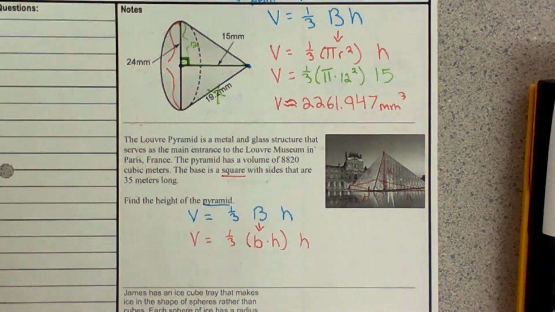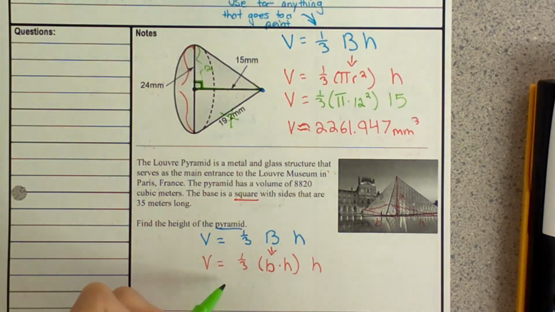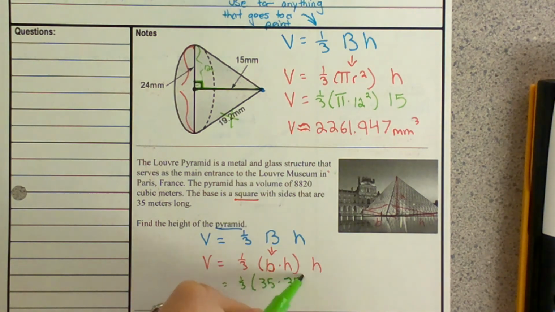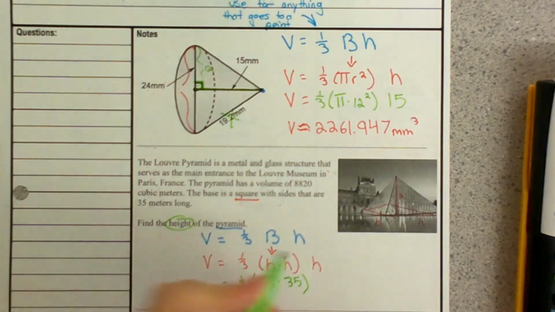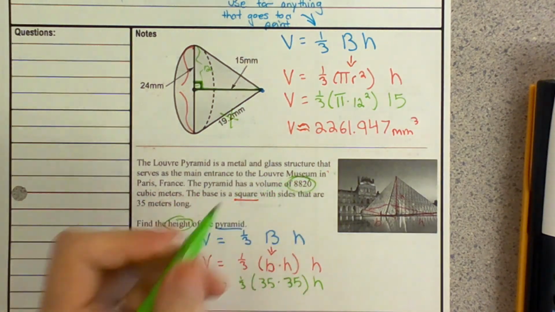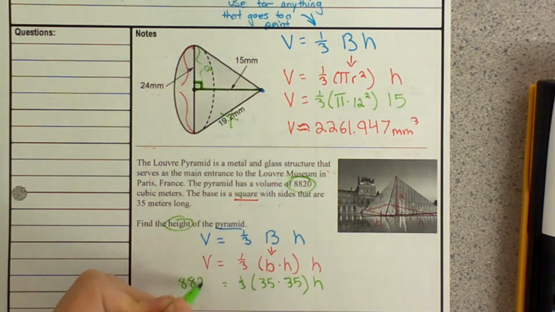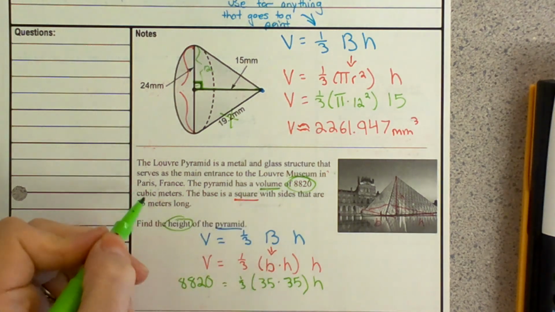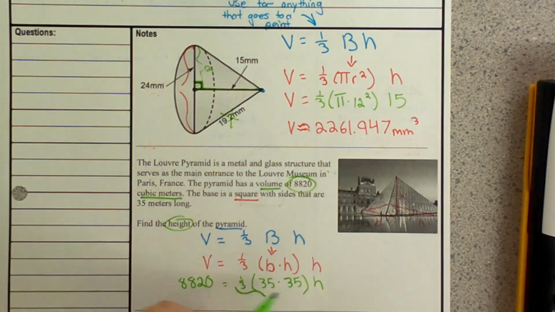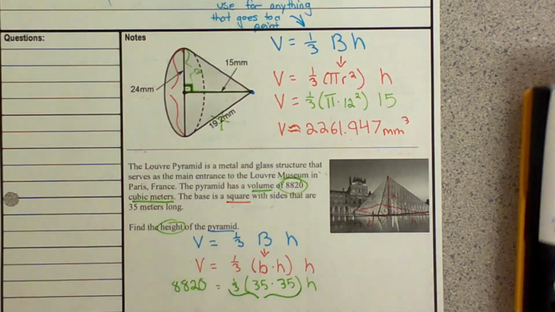So now let's plug in. We know that we have 1/3. We know that the sides are 35 by 35. And the question actually says find the height. So I don't know the height, but I know that the volume is 8,820. It says volume and it also says cubic meters. So both of those are giveaways. So I'm going to go ahead and solve for this right here.